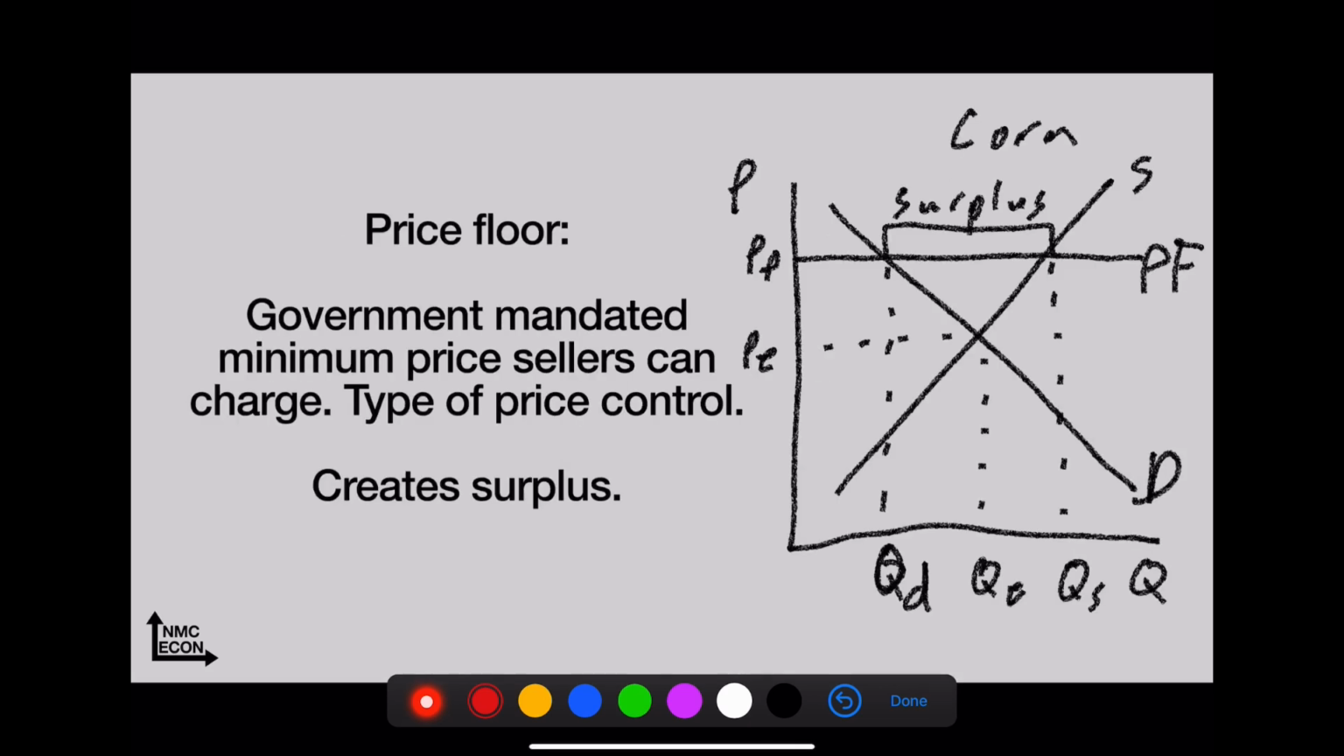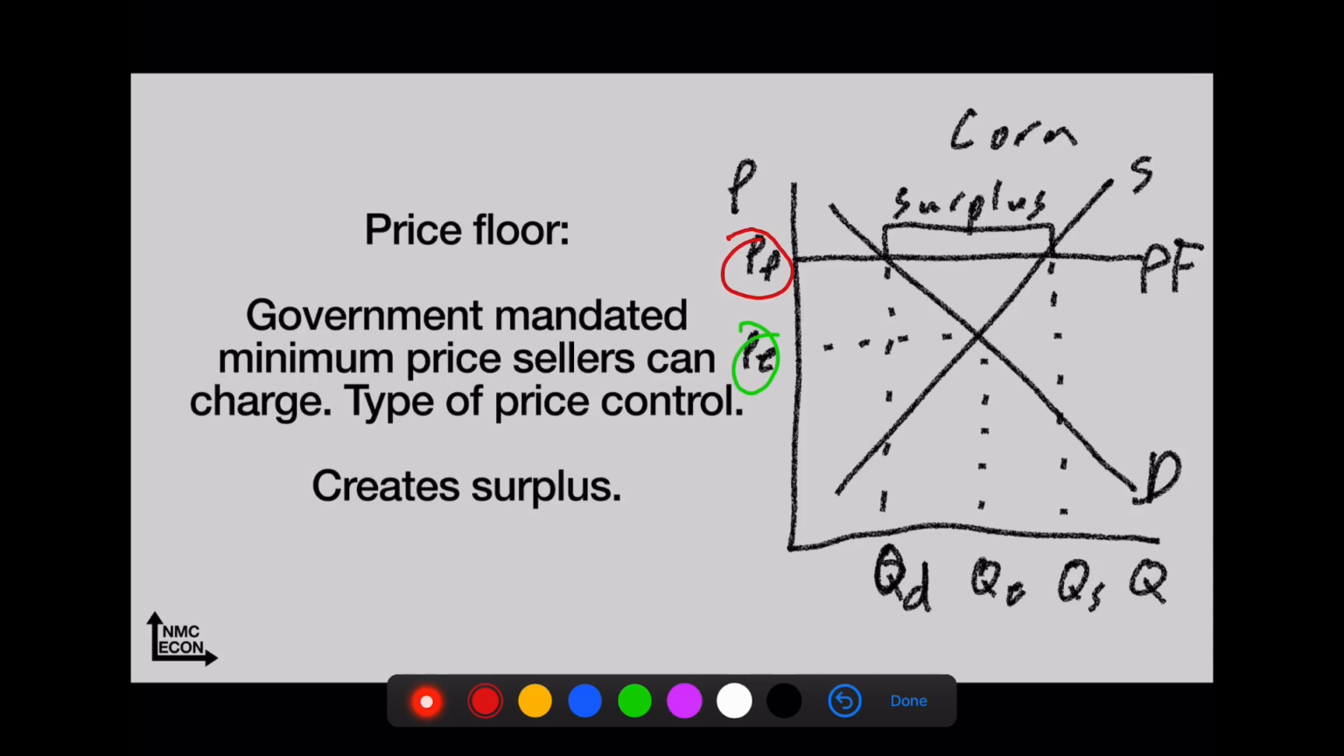Price floor, kind of the opposite thing. Whereas a price ceiling is intended to help consumers by keeping the price low, a price floor is trying to help producers. Let's look at it. We can see the price floor is above PE. Above PE. That's what the market wants to do, but it's not allowed to. The lowest they can charge is P sub F.